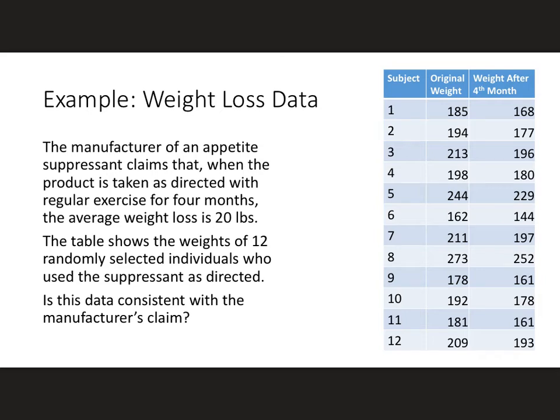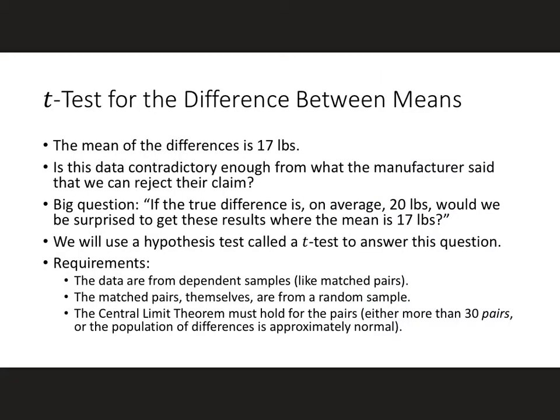So here, looking back at the weight loss data, again, we have the manufacturer of an appetite suppressant claiming that when the product is taken as directed with regular exercise for 4 months, the average weight loss is 20 pounds. Our table is showing the weights of 12 randomly selected individuals who use the suppressant as directed. So what we're going to look for is whether this data is consistent with what the manufacturer claims. We'll use a t-test for the difference between means. We used a t-test in 8.3, so we are going to be using a t-test again.